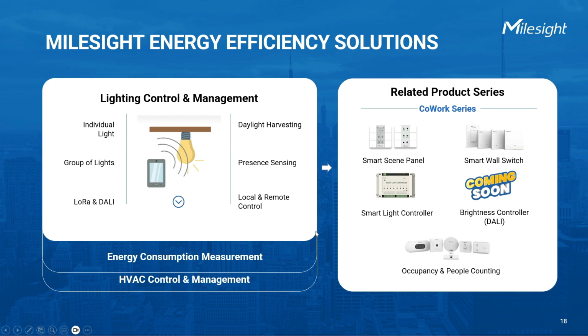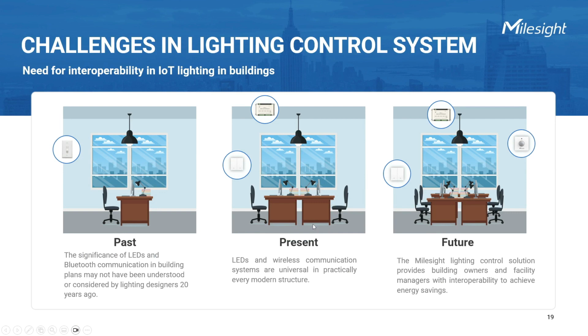Next is about the smart lighting control system. Do you remember what the lighting systems were like 20 years ago? Two decades ago, the light designers had no idea about the importance of LEDs or Bluetooth. Fast forward to today, and LEDs and wireless communication systems are universal in modern structures.